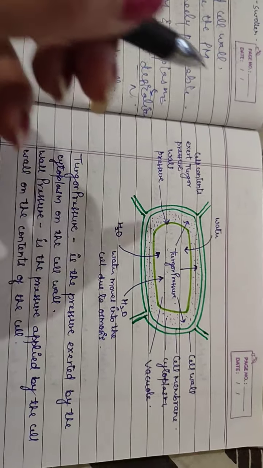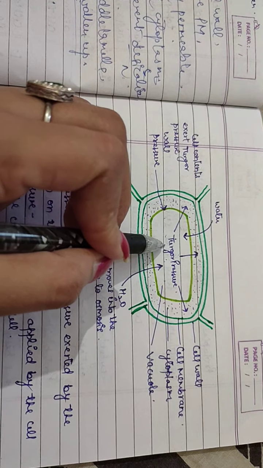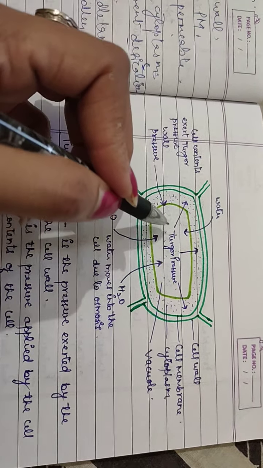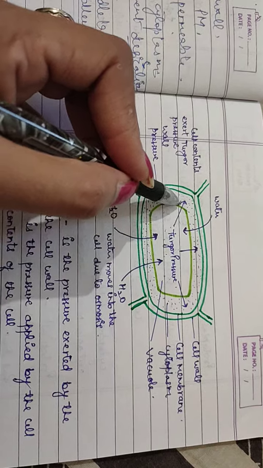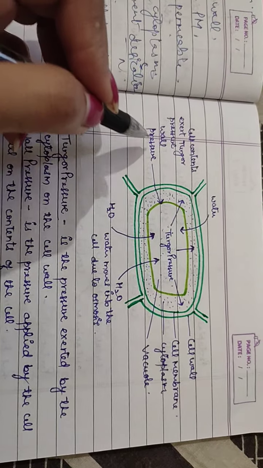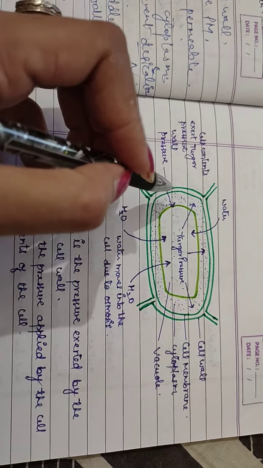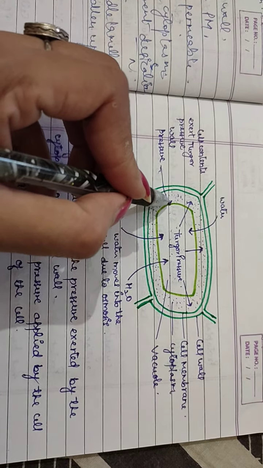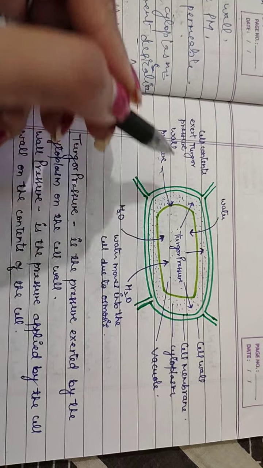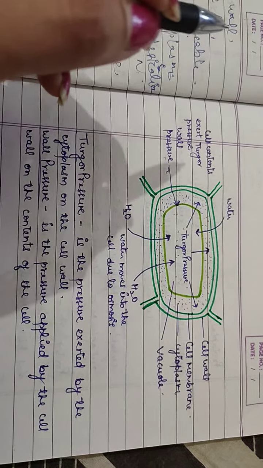This is a type of pressure, you can say turgor pressure, which is exerted by the cytoplasm on the cell wall. And see here, then there is the cell wall and it provides the wall pressure, which is the pressure applied by the cell wall on the content of the cell. See here, ये इधर से प्रेशर लगाता है, ये इधर से प्रेशर लगाता है. So these two pressures cancel each other and the cell is always in turgid condition.